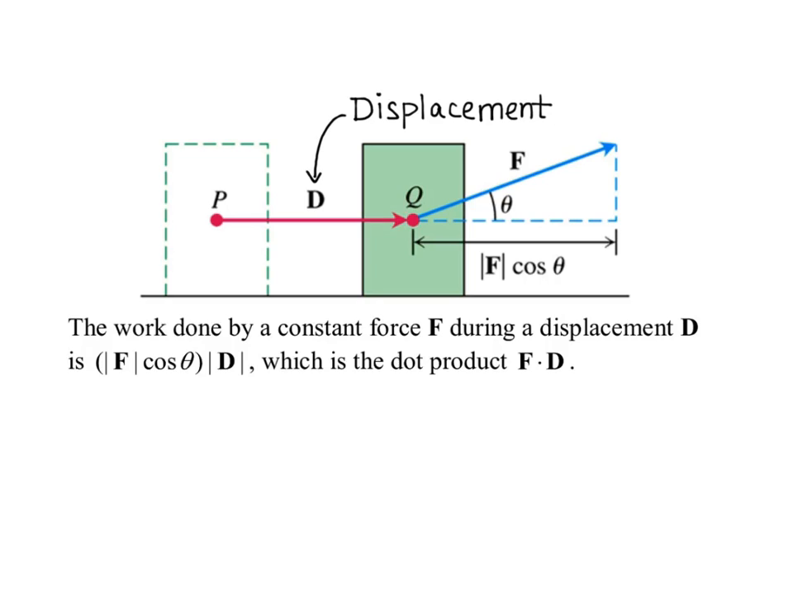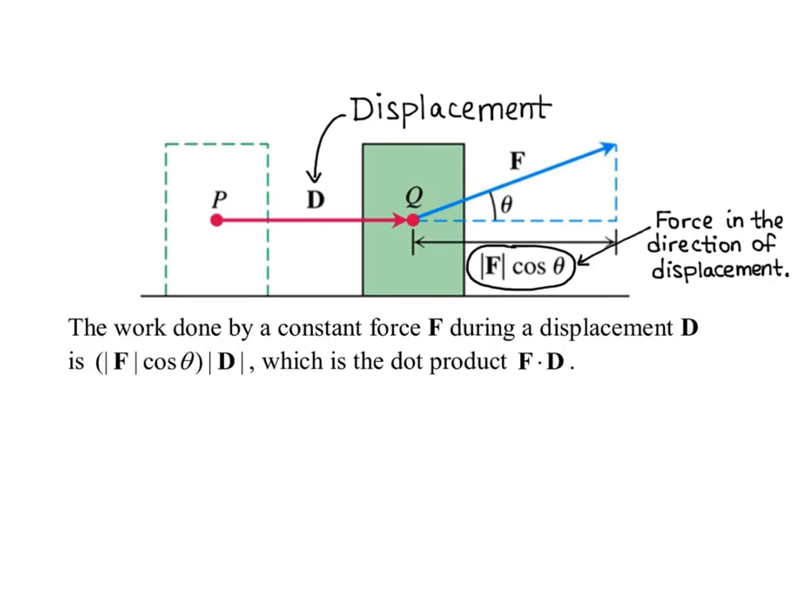Now we have a force that is pulling on that object in order to move it, but the force is actually pulling up from the horizontal at a little bit of an angle, and we call that angle theta. Now, using right triangle trigonometry, we can figure out the horizontal component, and that would be the magnitude of F times cosine of theta. So there's our force in the direction of displacement, because we're moving the object horizontally.